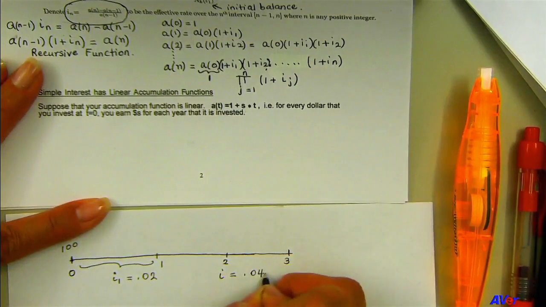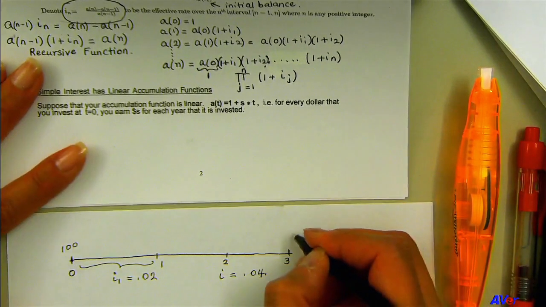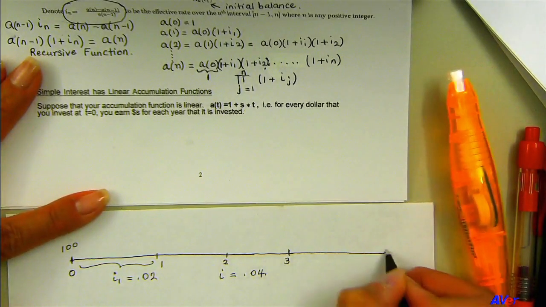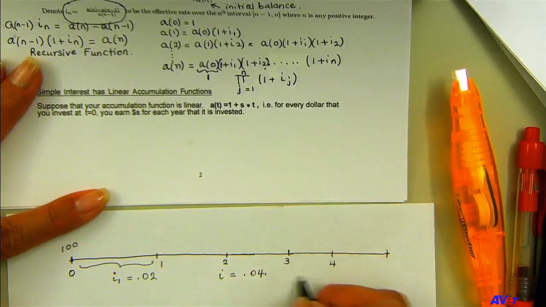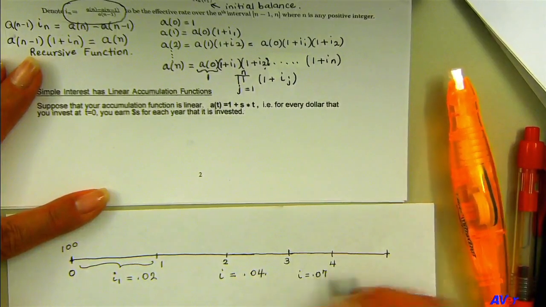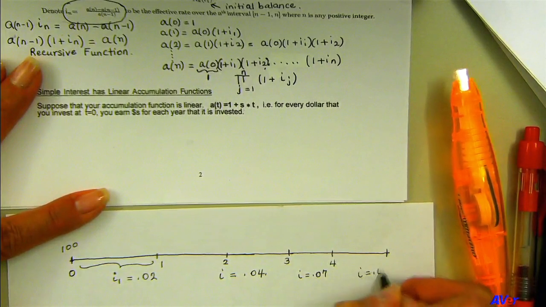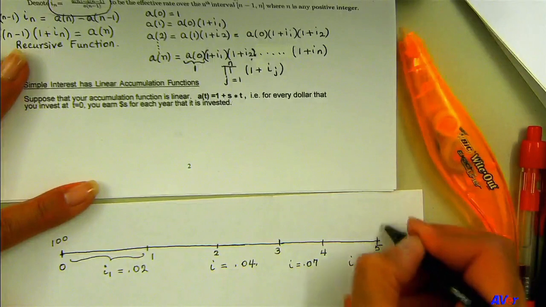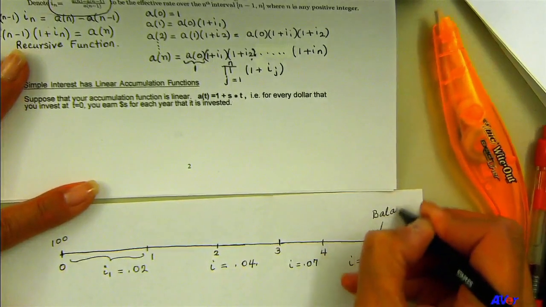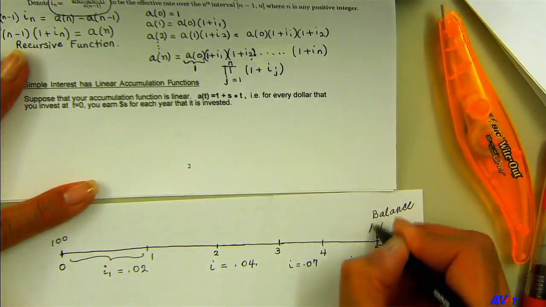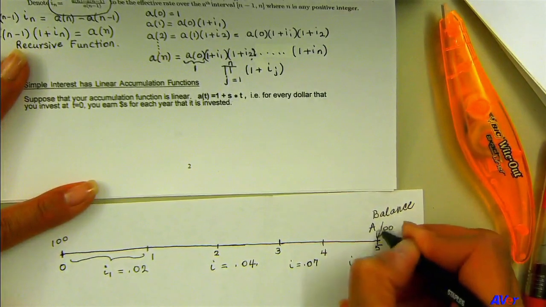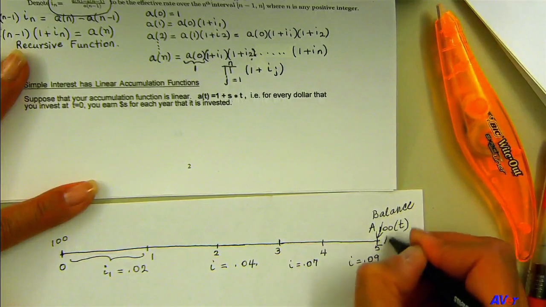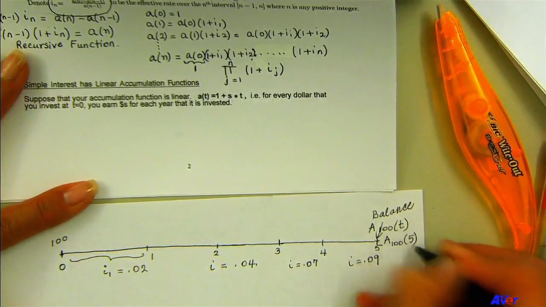What is the balance at time 4 if the interest here is 7% and the interest here is 9%? Okay, so let's not say time 4, let's say time 5. Find me the balance. In other words, I want A100 of t, where t is 5. So A100 of 5. Can you find me A100 of 5?